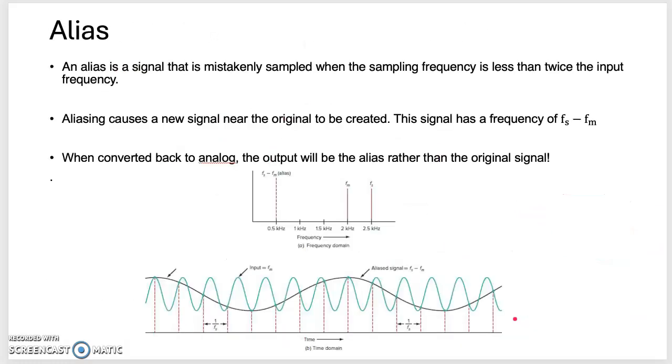Now, an alias is a signal that is mistakenly sampled when the sampling frequency is less than twice the input frequency. Remember that we had conditions: Fs needs to be greater than Fm if it starts from 0. Then Fs needs to be greater than 2 BW if it is at the middle. Aliasing causes a new signal near the original signal to be created. This frequency, Fs minus Fm, is called the imaging or the aliasing.